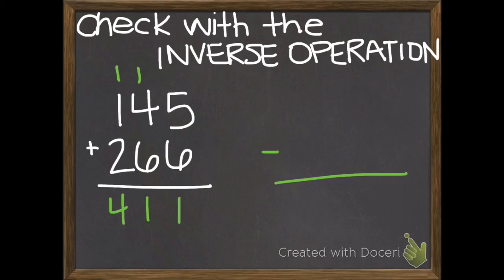Now I'm going to check this by moving my sum to the top, and then I just move this number over, 266. Now I'm going to check my work using subtraction. First, I start in the ones place. 1 minus 6, I can't do. So I go next door, and I borrow a 10 and move it over here.